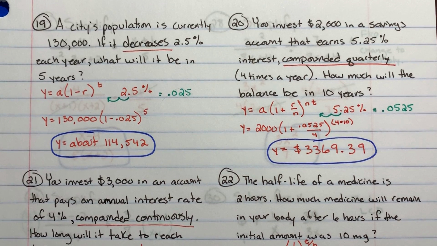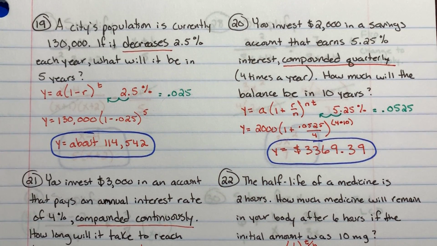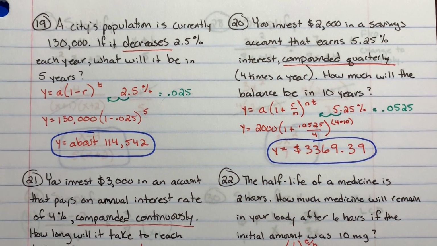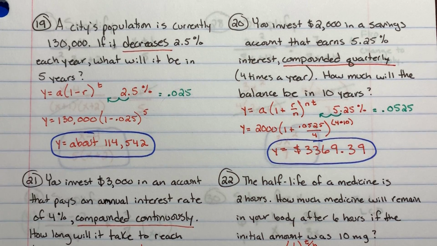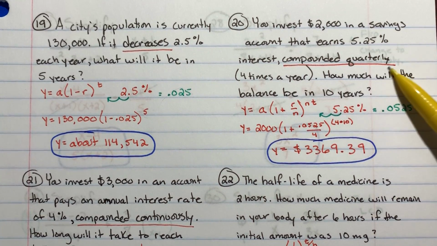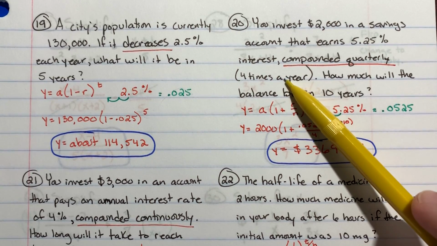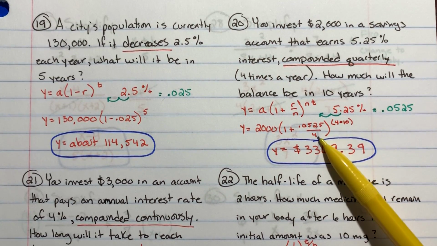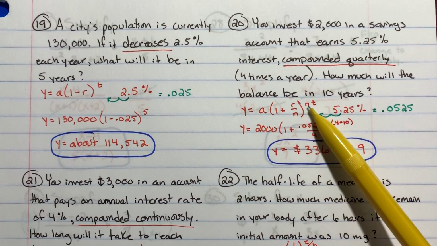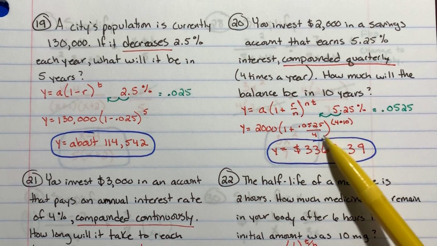We need to know if it's a compounded interest problem or compounded continuously. If it's compounded continuously, it will say continuously. This one says compounded quarterly. That's 4 times a year. So the number of times it's being compounded is the 4. That's what the n represents, number of times being compounded, 4.